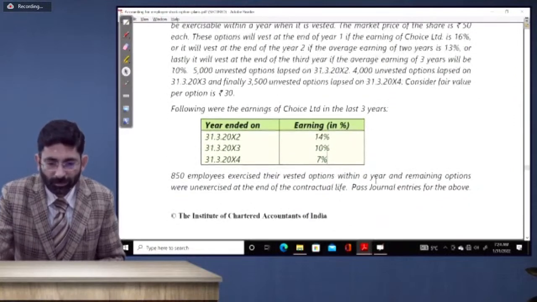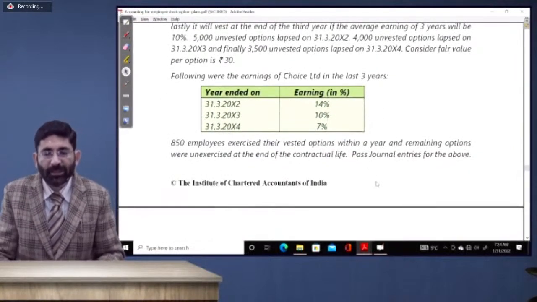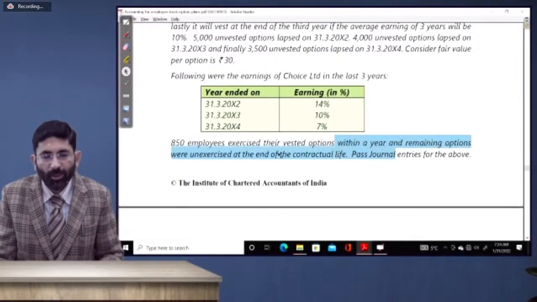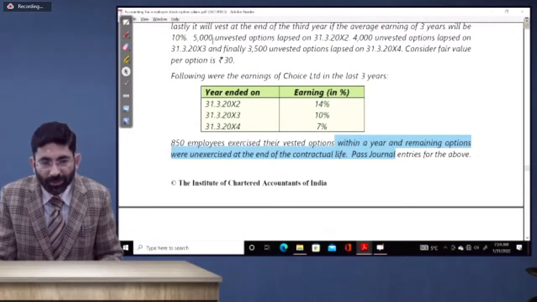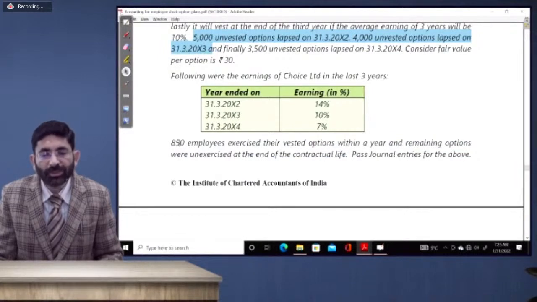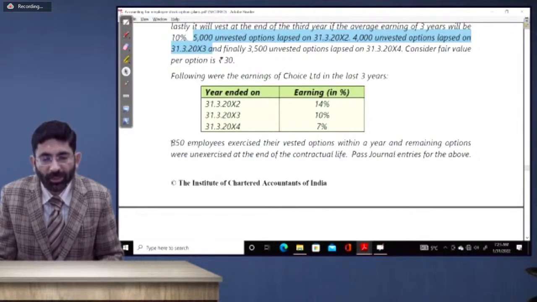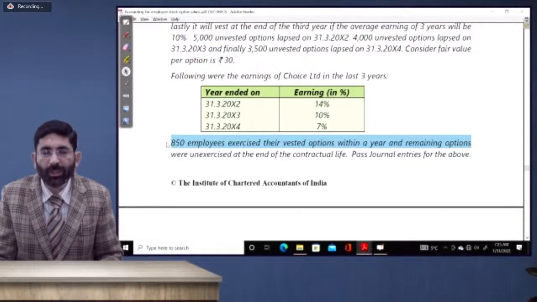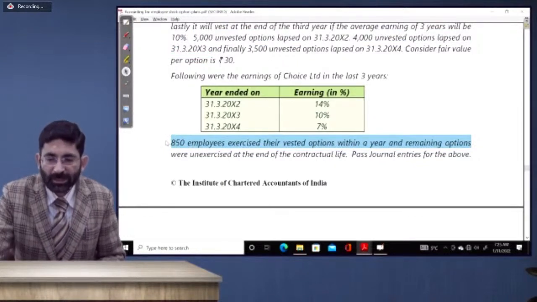Now, further 850 employees exercise their vested option within a year. And remaining options were unexercised at the end of the contractual life. Means some options are lapsed and some employees have not opted for the options, because 150 employees are already not going to apply their option, because only 850 employees are going for the options. So this is the information given to you.